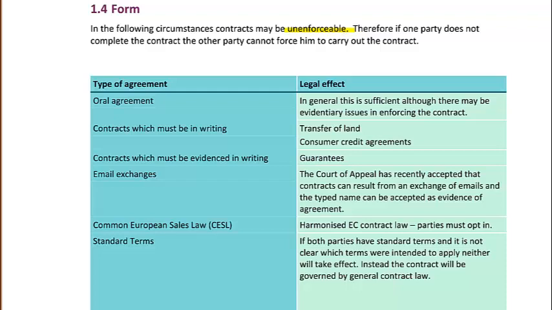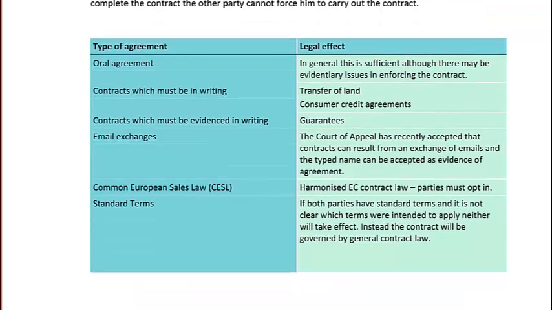Now, the table we've got here sets out circumstances when contracts have to be made in a particular form. So let's have a look at those.